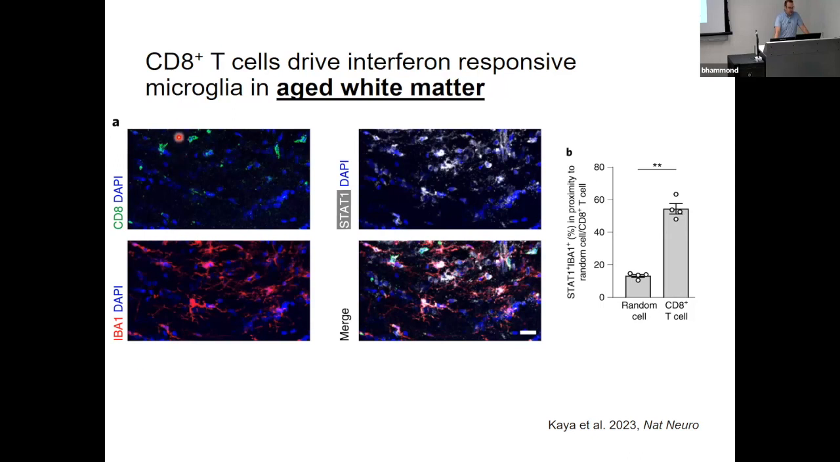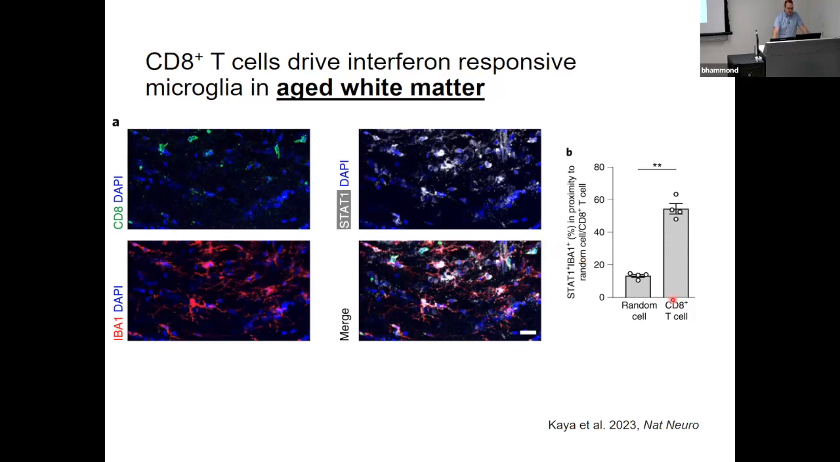So in green here, you can see the CD8 positive T cells that are now present within the CNS. But what goes alongside that is that there are these microglia stained here with IBA1 that are positive for STAT1, which is downstream of the interferon gamma signaling pathway, suggesting that these microglia are interferon responsive, which isn't something you normally see in a steady state CNS. And what was interesting here is that these interferon responsive microglia are very closely opposed to the CD8 positive T cells. So they're very close together.